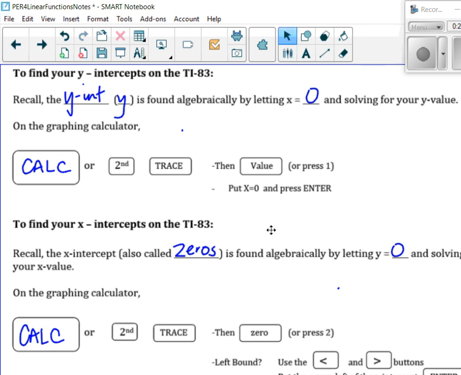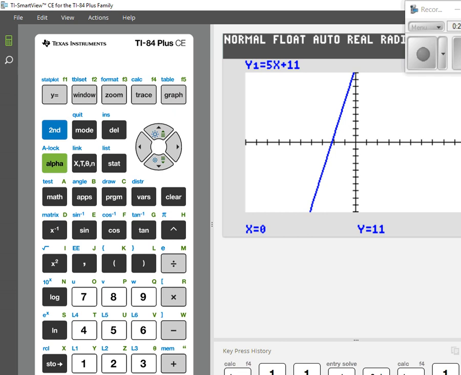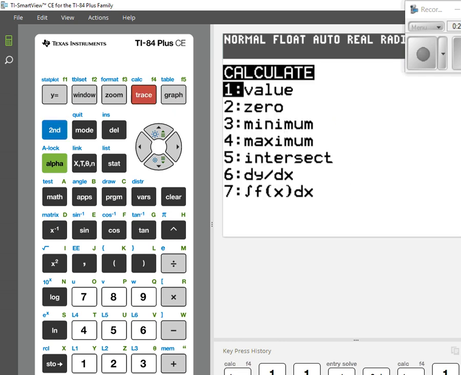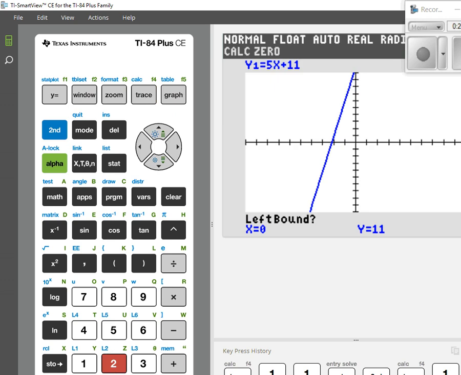So again, we go to calculate, which is second trace, and we type 0. Okay, I want everybody to try this because it's a little bit more complicated here. Do you see it actually says left bound here? On a line, we would have a maximum of 1 x-intercept. But when you get into higher level maths, we might have a function that goes like crazy and you might have about 5 x-intercepts. So the calculator is asking you where you want it to calculate this x-intercept.